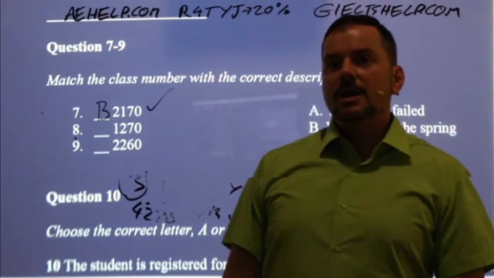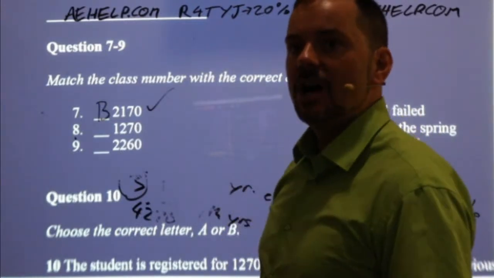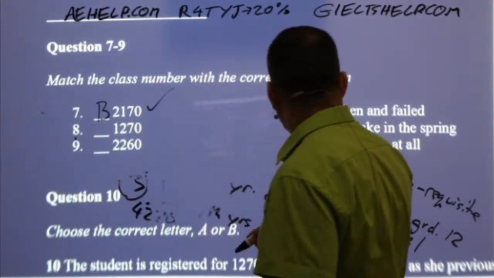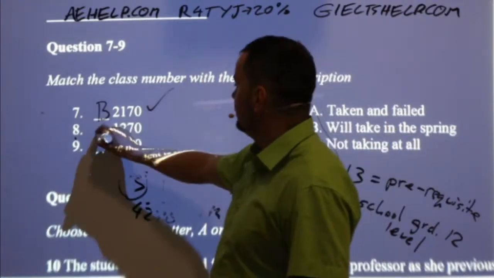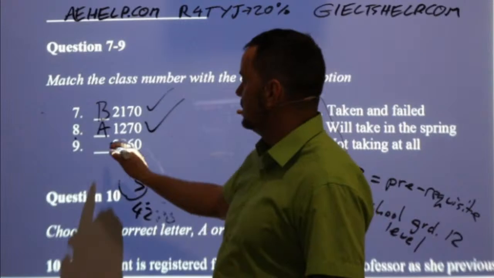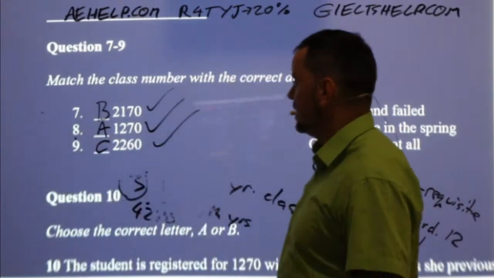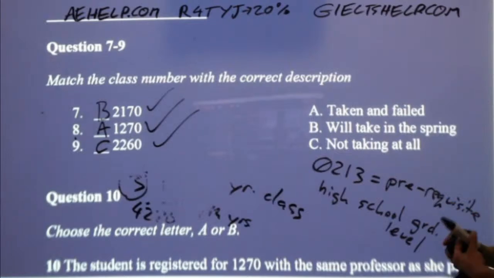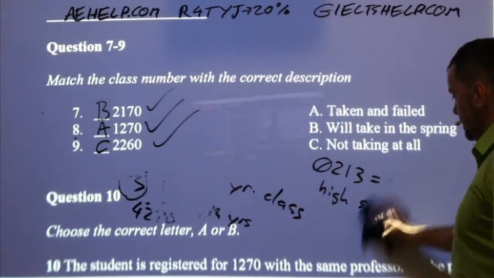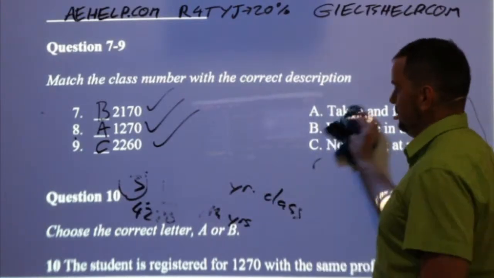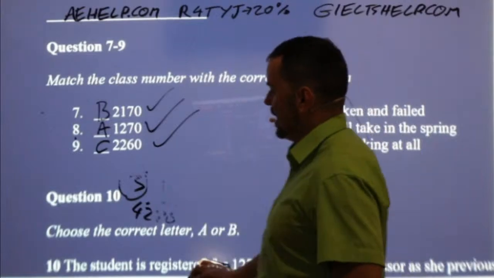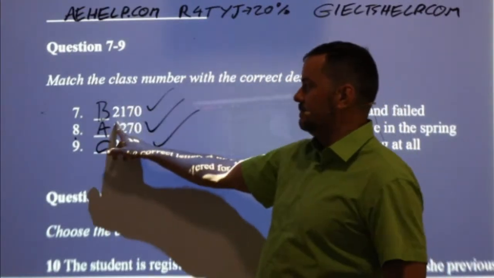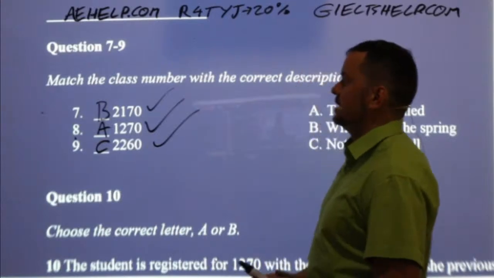Number 8, Remas Al-Shahrani says number 8 is A, taken and failed. That's correct. And of course, you have only one left now. It's C. You'll get that correct as well. Not taking that at all. Okay. Again, if you got confused during this part, go back to the transcripts and see what was said. So the correct answers are 7B, 8A, 9C.